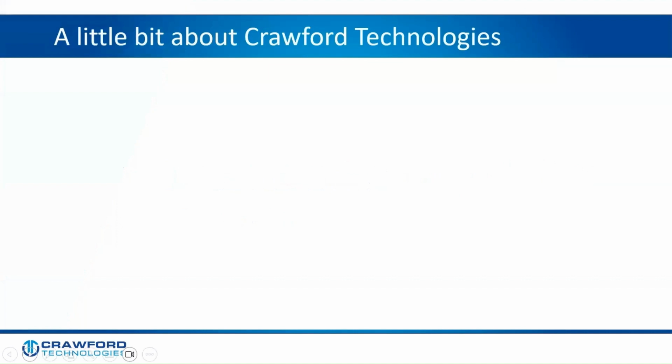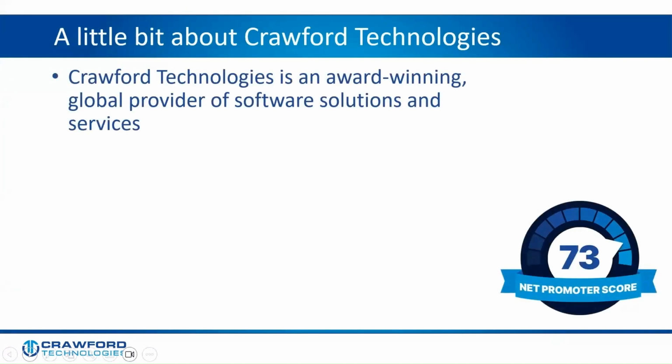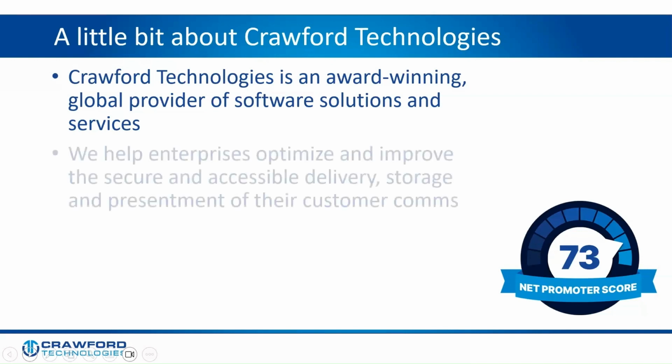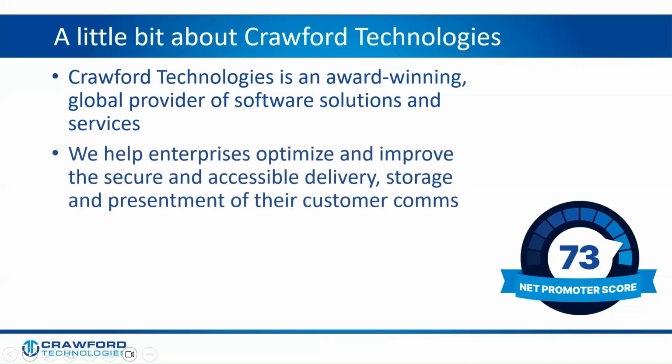So just a little bit about who we are at the beginning, just so you know why we're talking about this. Essentially, Crawford Technologies are a software and services company. And we work across some broad areas, but essentially what we do is help enterprises optimize and improve the delivery of their customer communications. And we do that in a number of different ways. And one of the areas that we focus on for that is accessible delivery. So you could say that we are in the document business.